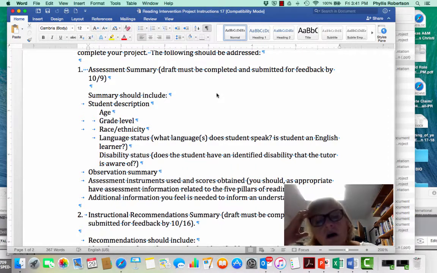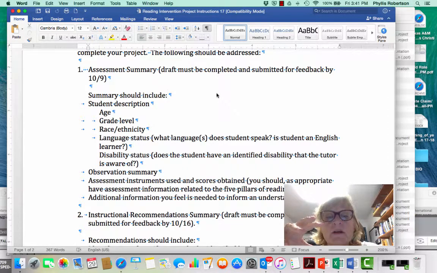Then you're going to report on all the assessment instruments that you used and the scores you have obtained. You should, as appropriate, have information related to all 5 pillars of reading instruction. We've gone through some things in class. Now, with that said, as a general rule, we do not assess phonemic awareness once students are in 2nd grade or above, but it's critically important for kindergarten and 1st graders. Under some circumstances, you might assess it if you really felt like that was a significant issue for students who were still not reading at 2nd grade level, okay?